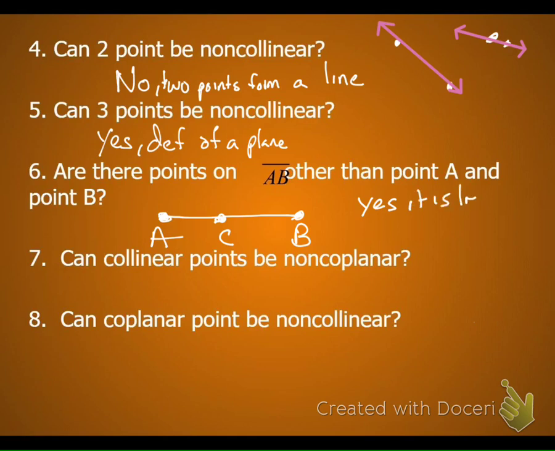Okay. After that, we have, can collinear points be non-coplanar? Can collinear points be non-coplanar? So can you form a line with points that are not in the same plane? Okay, so with that, we see yes. We can. And then I'm going to draw you guys a picture of what would illustrate that. My picture might not be the best, but it is what I use to show it.